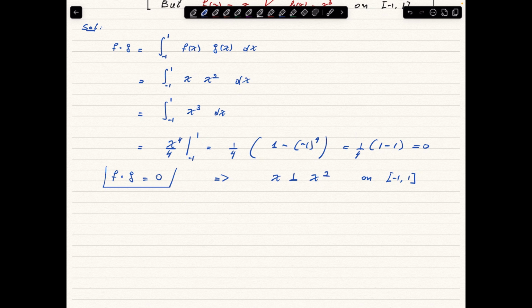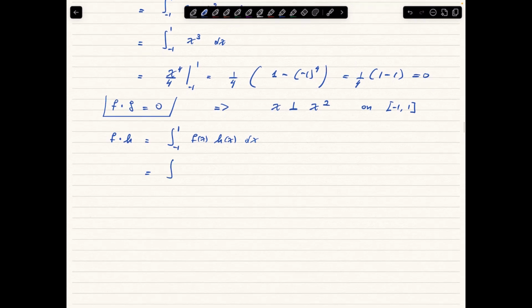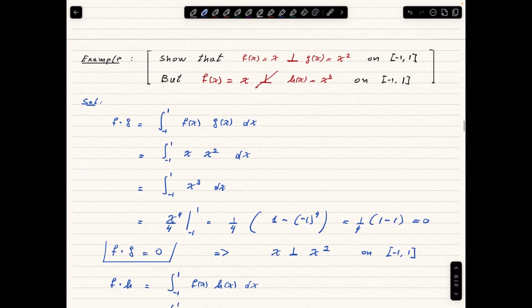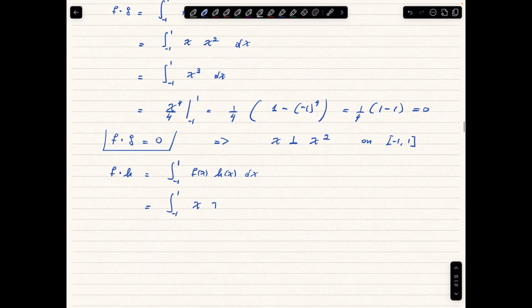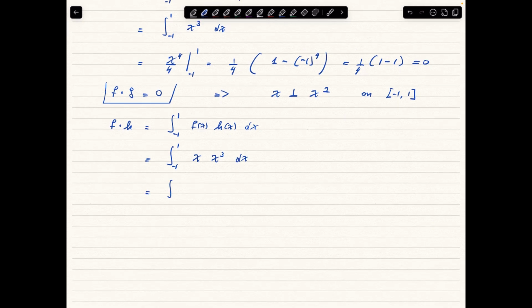On a different interval, things are different. So what about the other calculation? Well, f dot h. Now, what is that? It's the integral from -1 to 1 of the function f of x times h of x dx. What is that equal to? Well, it's the integral between -1 and 1. f was the function x, and what was h? x cubed dx. We do the same calculation as before. This is just a product, so nothing interesting going on here.